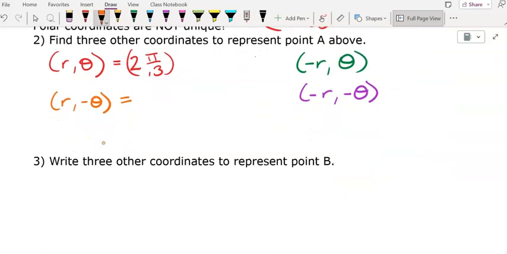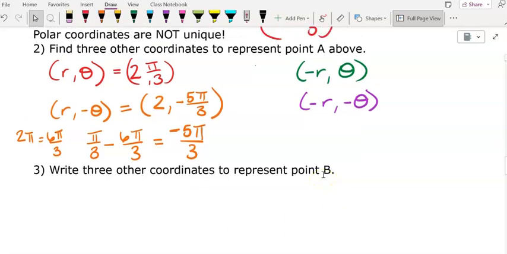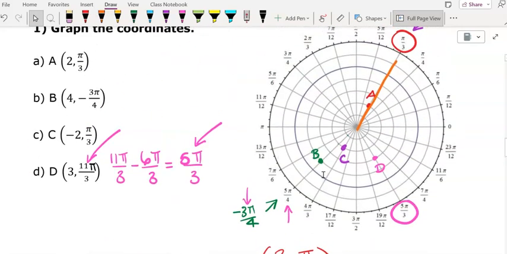So if I do pi over 3 and I subtract 2 pi, now remember if I have 2 pi and I need to have a denominator of 3, that's the same thing as doing 6 pi over 3, right? So that's what I'm going to do here so that I have my common denominator. Pi minus 6 pi, well, that's going to get me negative 5 pi over 3. And that's what I'm going to have right here for theta. So then that's going to be 2 at negative 5 pi over 3. Okay. Now I'm going to find my negative r and my theta.